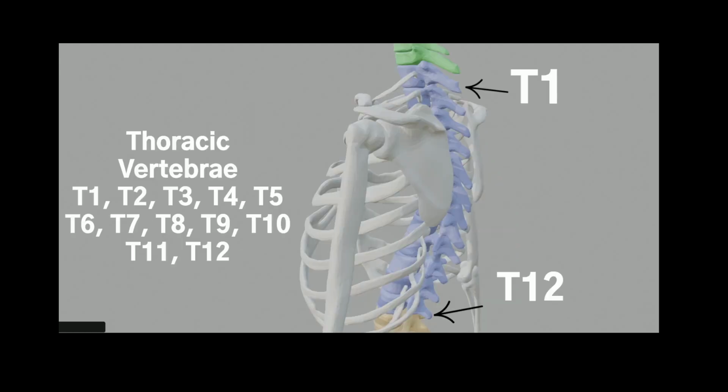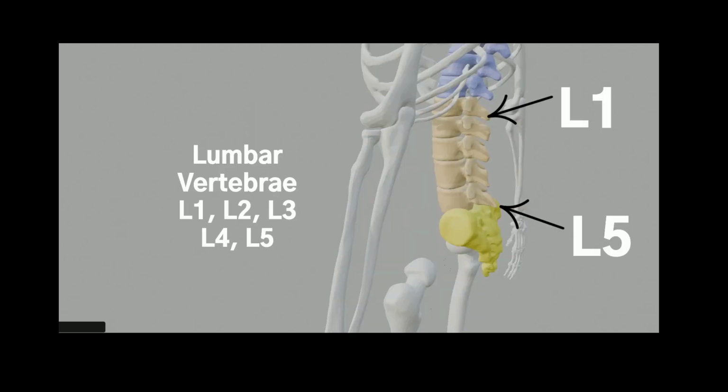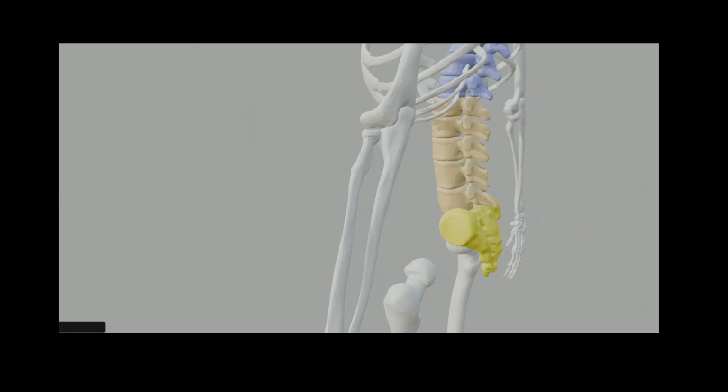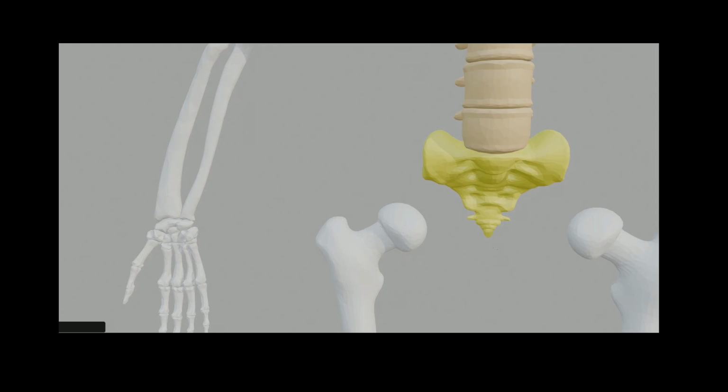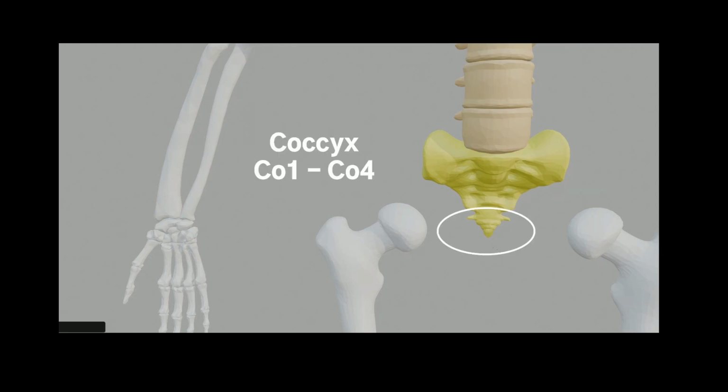The next 12 vertebrae are known as the thoracic vertebrae. They are named T1 to T12. The lower 5 vertebrae are known as the lumbar vertebrae, and they are named L1 to L5. The sacrum consists of 5 vertebrae that are fused together, named S1 to S5. The coccyx are also fused as 4 vertebrae, named CO1 to CO4.